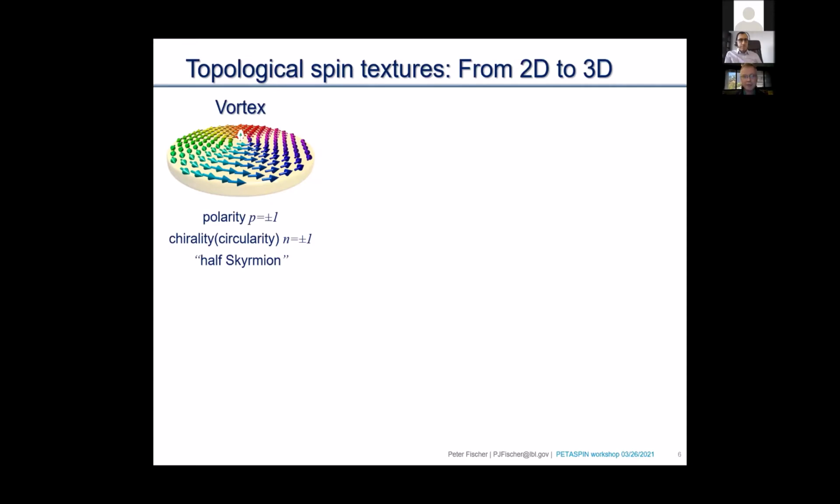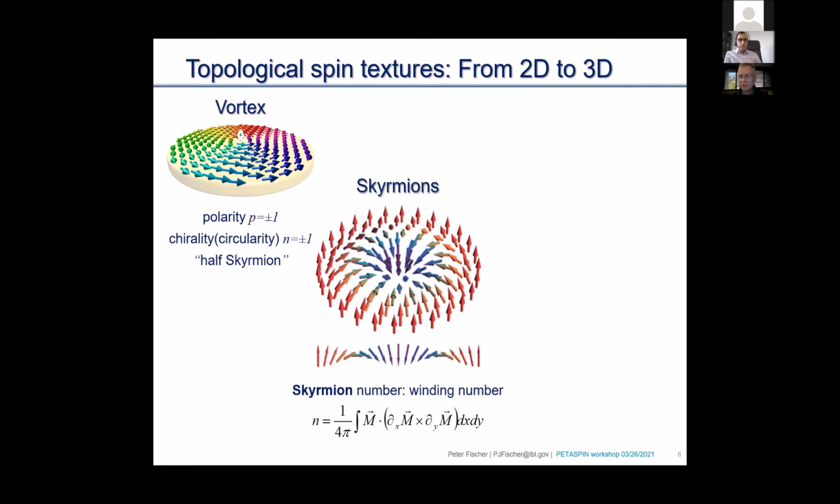And we have now these two degrees of freedom to play with. One is the polarity that can be in the vortex core up and down, or the chirality, I would call it circularity because it goes in a circle, that is basically going clockwise or counterclockwise. So, and then the community moved on into the skyrmions.